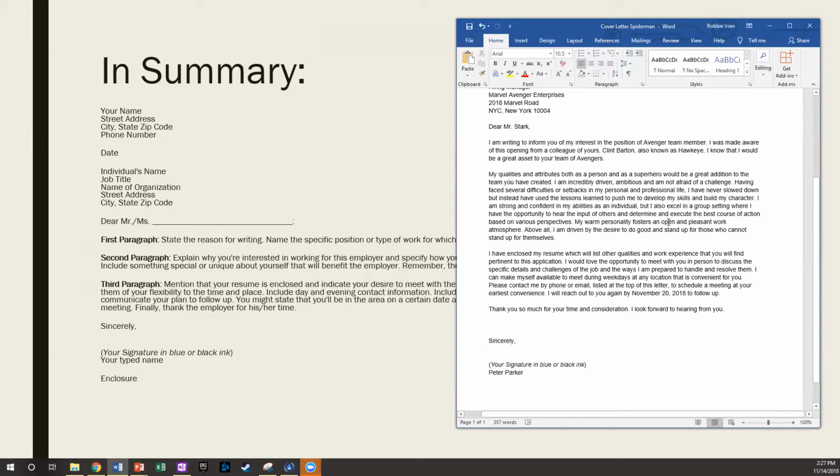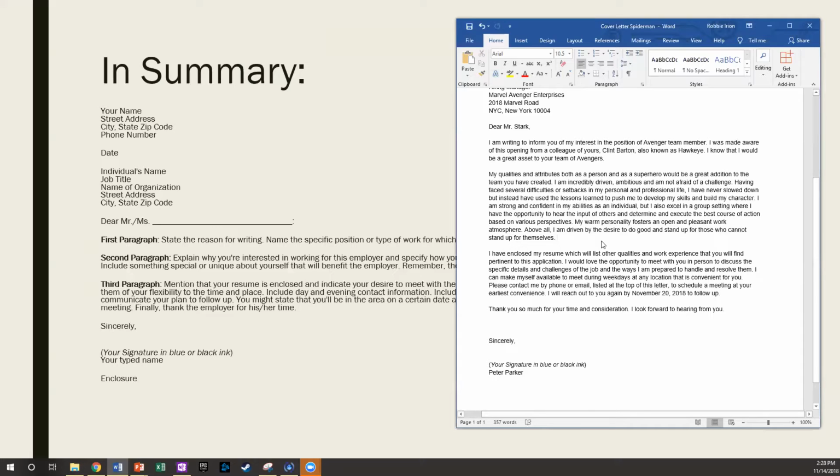My warm personality fosters an open and pleasant work atmosphere. Above all, I am driven by the desire to do good and stand up for those who cannot stand up for themselves. Now, obviously, this isn't something that you would probably put on your application, and that's an important thing for the Avengers, right?